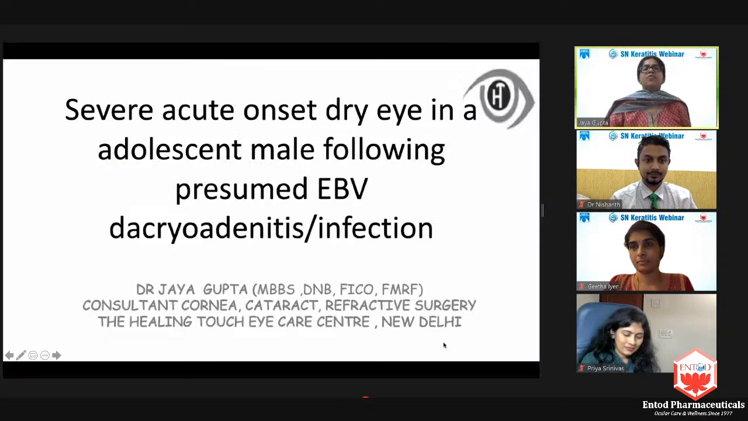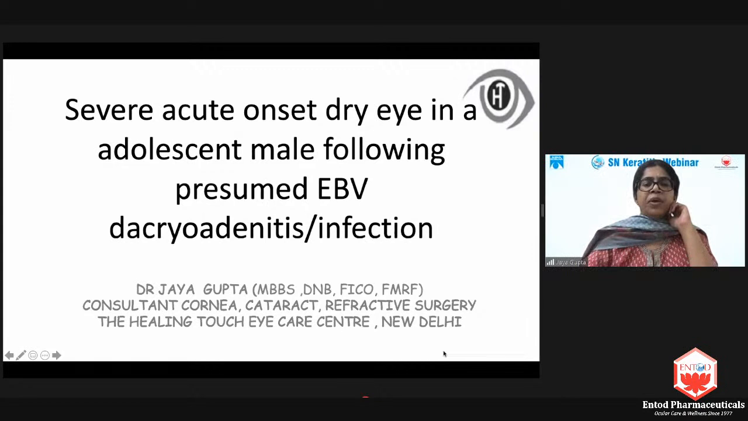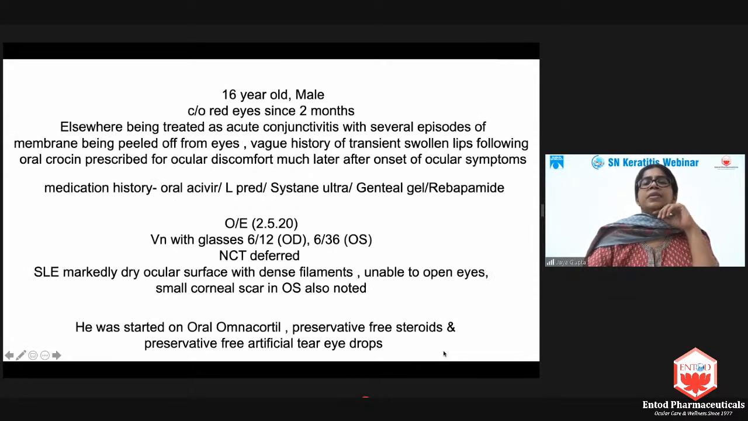So, my case is of severe acute onset dry eye in an adolescent male following presumed Epstein-Barr virus infection, possibly dacryoadenitis. He is a 16-year-old male who complained of red eyes since 2 months. Elsewhere, he was being treated as acute conjunctivitis with several episodes of membrane being peeled off from the eyes.